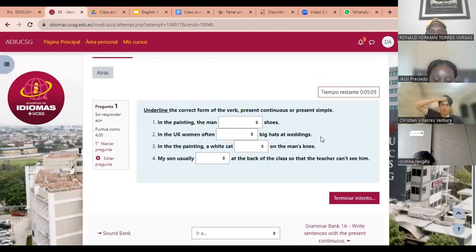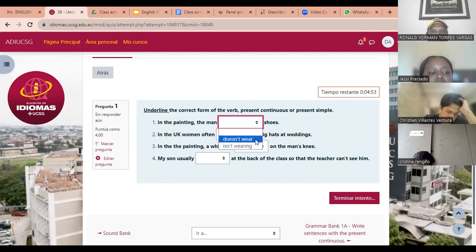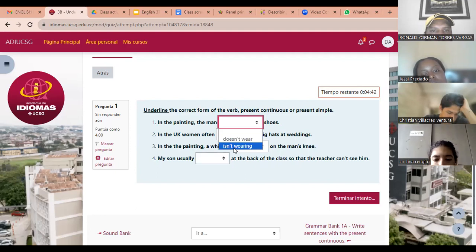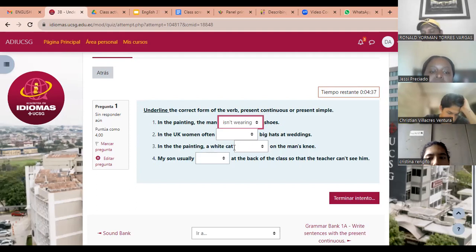Okay, now we have this. This is kind of a description about the picture. Okay, so in the painting, the man doesn't wear any shoes or isn't wearing shoes. Isn't wearing. In the painting, the man is not wearing shoes, right? Because he's barefoot, no shoes, right? Because we're describing the picture.